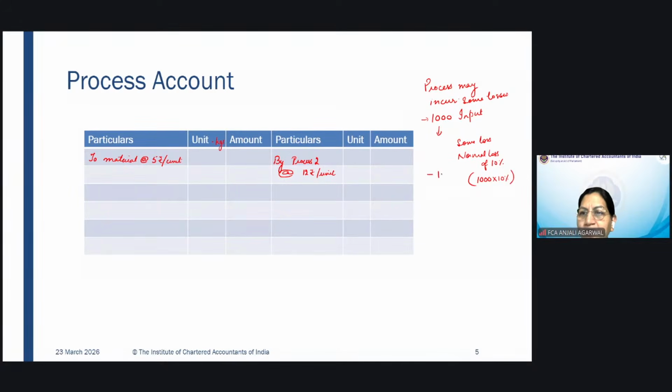1,000 into 10%, 100 units will be lost. So in the next process, 900 units will move to the next process. That means there is a normal loss. So what should happen is 900 units should move to the next process. Now, this will not be at 12 rupee per unit because the good units will bear the cost of normal loss.